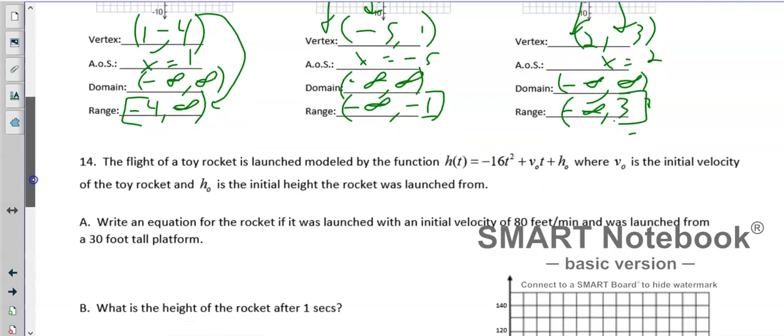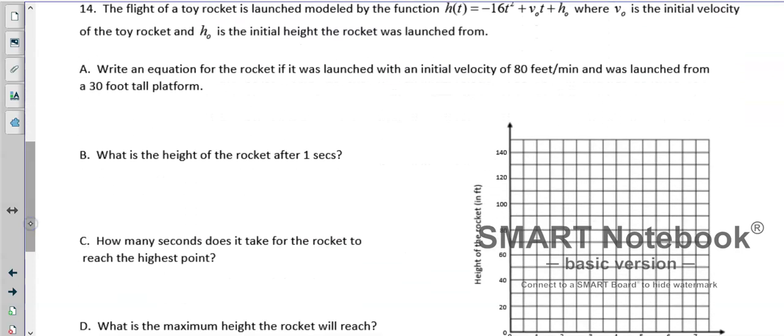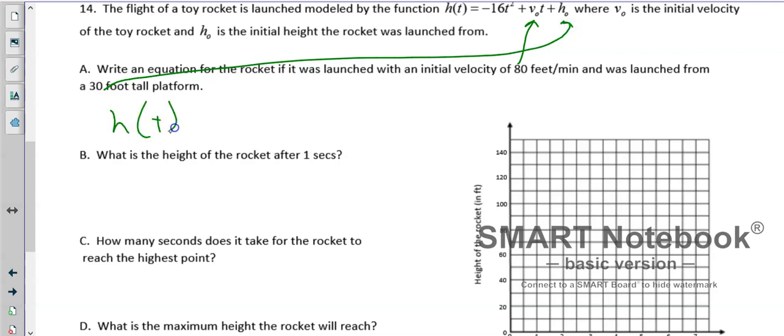All right? Now number 14, the classic something going up in the air and coming down. All right, write an equation for it at 80 feet per second. That's the velocity. And starting at 30 feet, that's the height. So we just say h of t, height as a function of time, is -16 t squared plus 80 t plus 30.